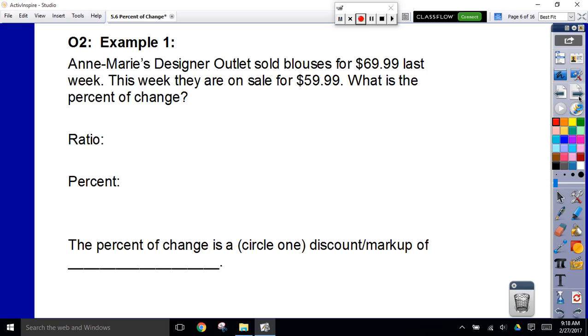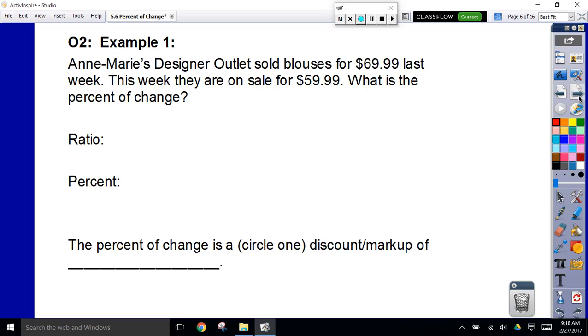Anne Marie's Designer Outlet sold blouses for $69.99 last week. A blouse is just a shirt, like a fancy kind of shirt. I don't think that term is used a whole lot anymore, but my grandma always used to call shirts blouses. Has anyone heard that term before? Yep. Yeah. Like the closest shirt in here to a blouse would be Mackenzie's shirt. It's not a t-shirt, you know, it's kind of a dressier shirt. My grandma would probably call that a blouse. Okay, so it's just a dressy shirt.